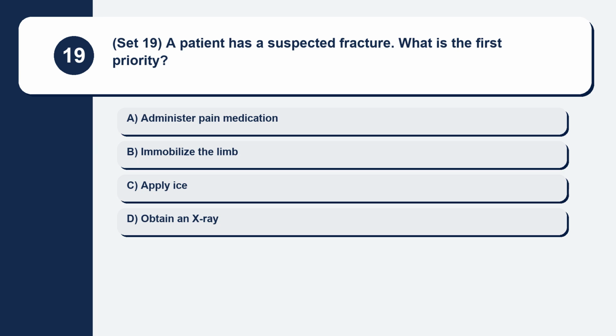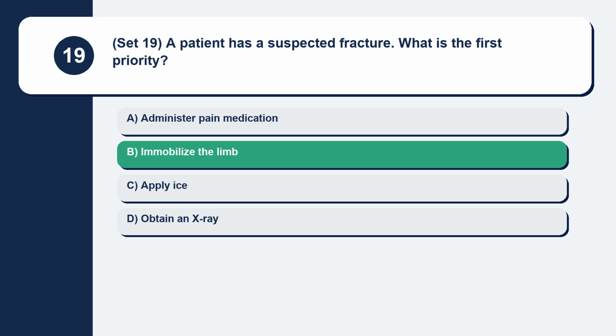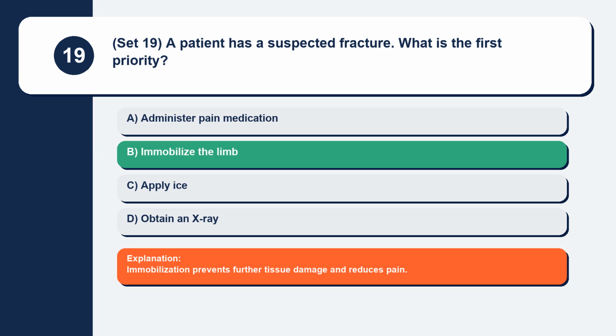Question 19. Set 19. A patient has a suspected fracture. What is the first priority? Administer pain medication, immobilize the limb, apply ice, obtain an X-ray. Immobilization prevents further tissue damage and reduces pain.